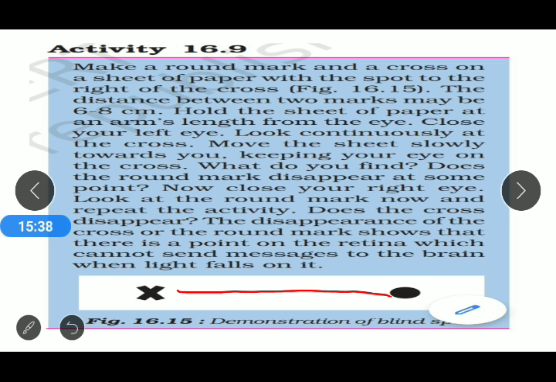If we repeat the same with the other eye, suppose now we close the right eye and see with the left eye, and again slowly bring that paper near to our eye, then in that case also we will not be able to see the cross or the circle at the blind spot. Every human being who has healthy eyes has this blind spot. That is called the limitation of the eye.